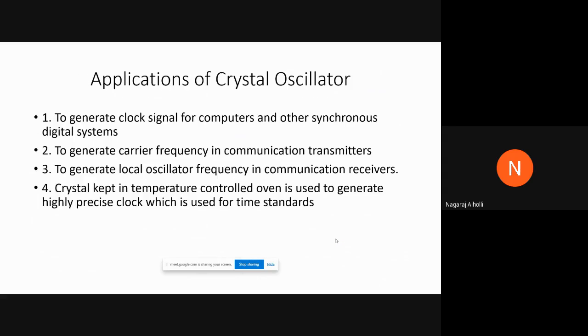Coming to the applications of the crystal oscillator. The crystal oscillator is used to generate the clock signals for computers and other synchronous digital systems. It is also used to generate the carrier frequency in communication transmitters, and local oscillator frequencies in communication receivers. Crystals kept in temperature controlled ovens are used to generate a high precision clock, which is used for time measurements. These are a few of the applications of the crystal oscillator.